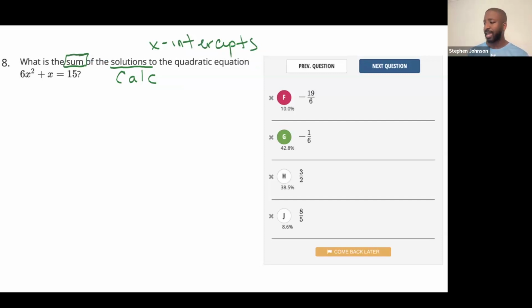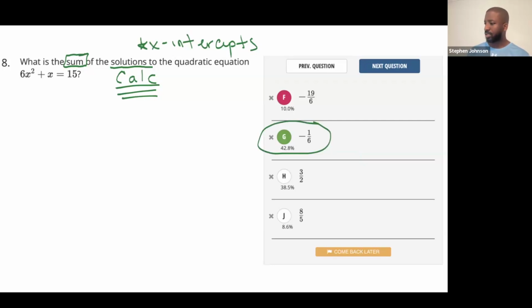Let's say we're not using that calculator. How will we do the same thing? It's actually pretty complicated because none of these answers are actual solutions. They are sums of solutions. So there's not really much more we can do here. So I'm going to say the calculator is your best bet. Just remember that the solutions will be found at the x-intercepts. And when you add those together, you will find that choice G is the correct answer.